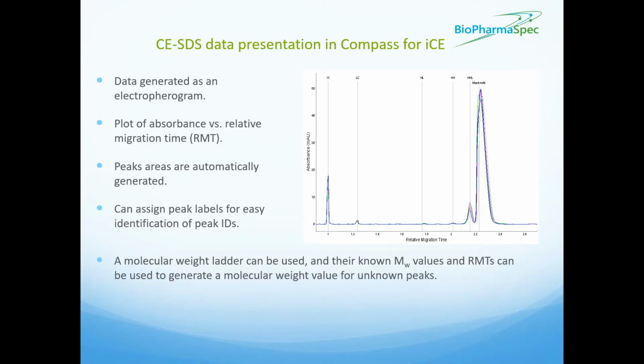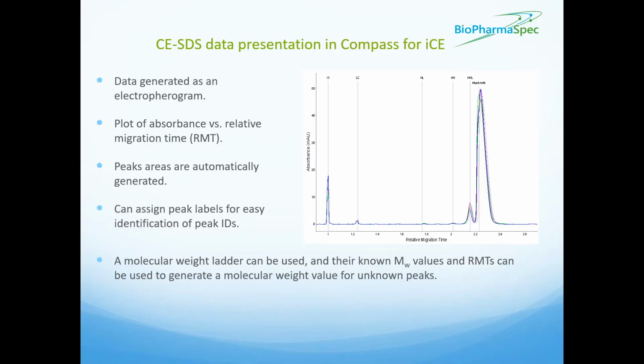But as you can see, it's generated as a trace, an electropherogram. It's plotted in terms of relative migration time against absorbance. So the absorbance is the measurement of the amount of protein that's present in the bands. The peak areas that you will get as a result of the amount of UV absorbance are generated automatically and will be tabulated out in the data. But you can also manually assign peak labels, as we have done here, which allow easy identification of what those components potentially are as well.